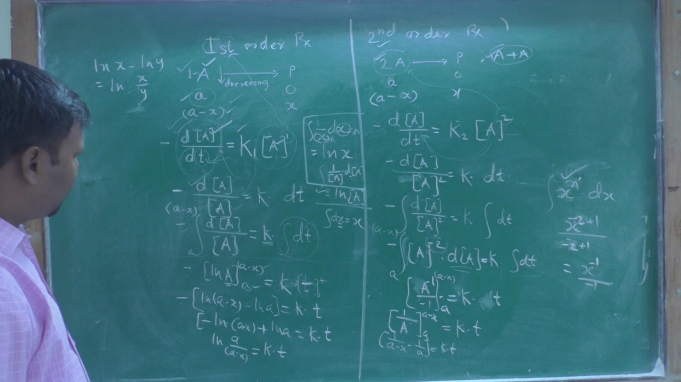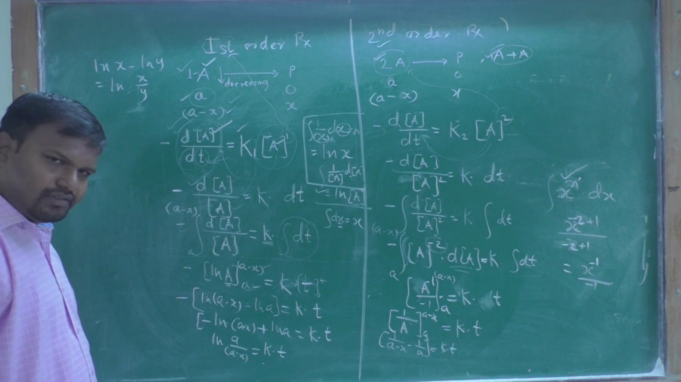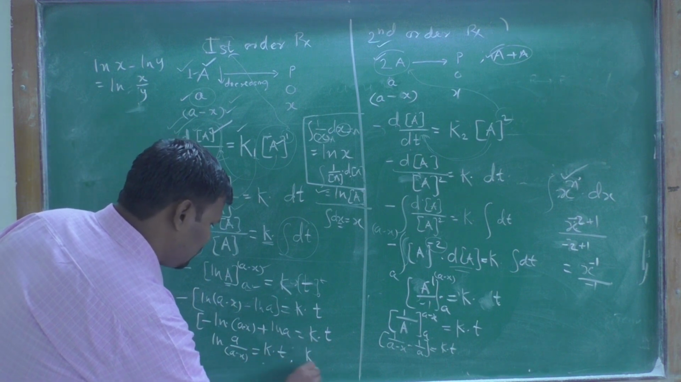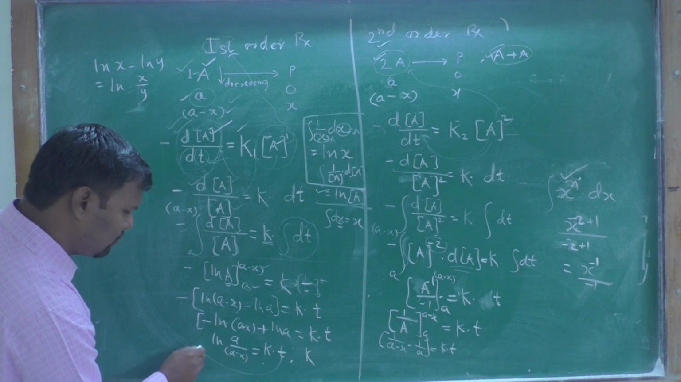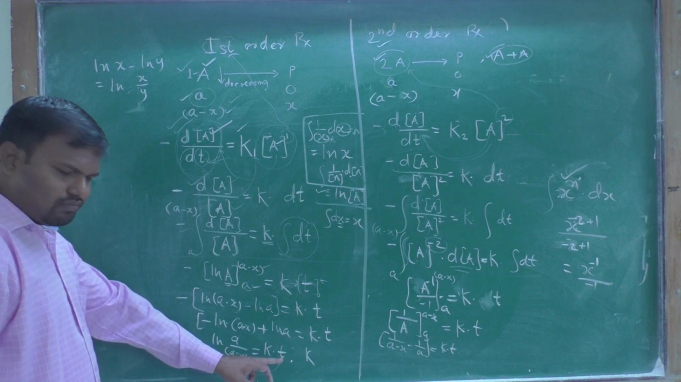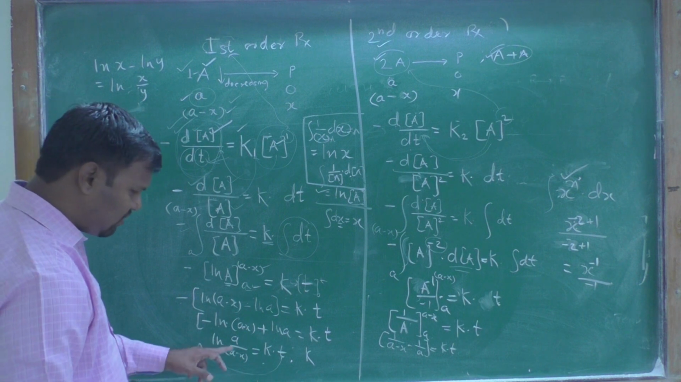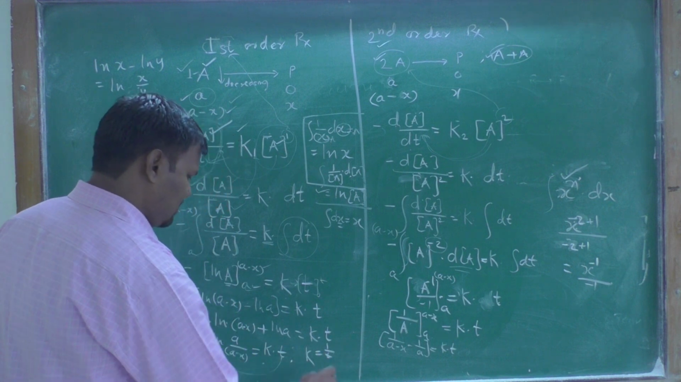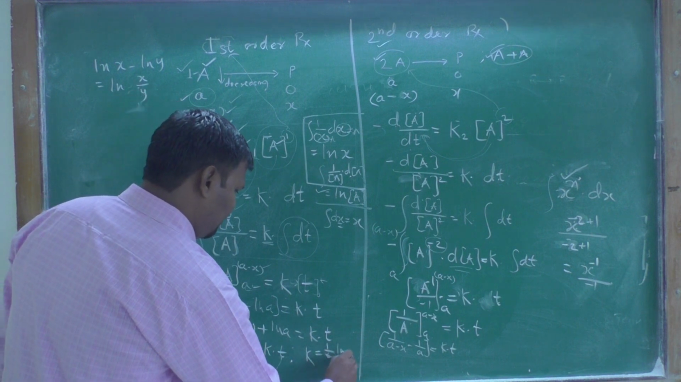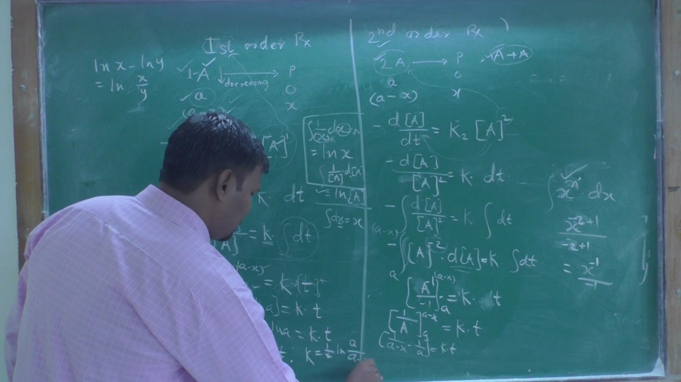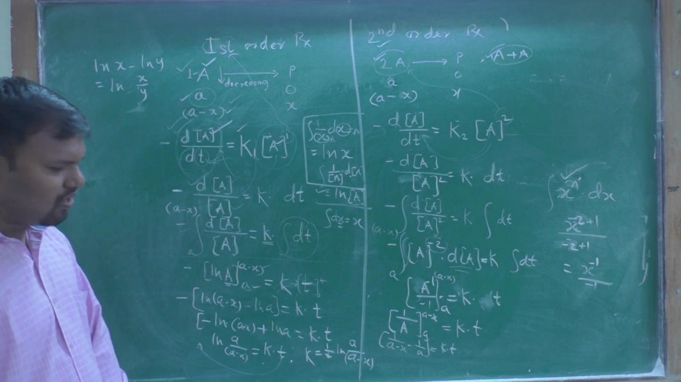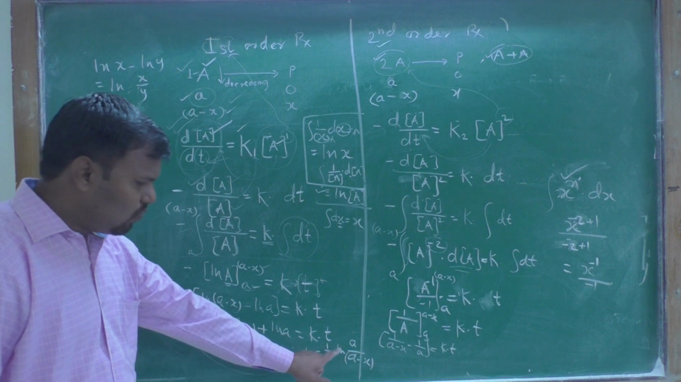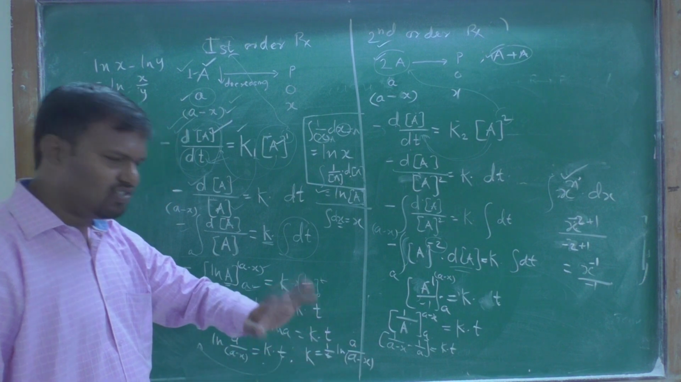Okay, therefore after that we can say that k is equal to, that t you have to move to the left hand side. Therefore k is equal to 1 upon t. Okay, this moves this side, ln a minus x. That is the equation for the rate constant k for a first order reaction: 1 upon t ln a minus x.